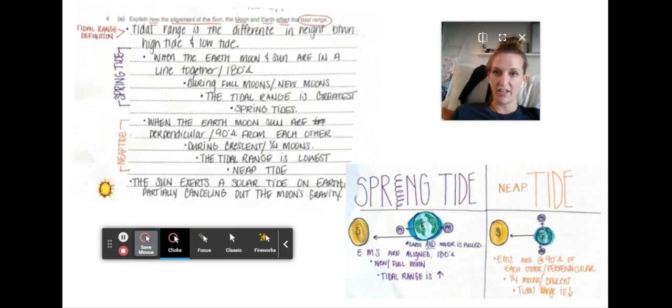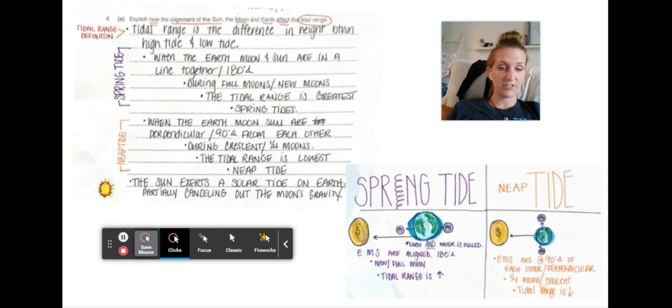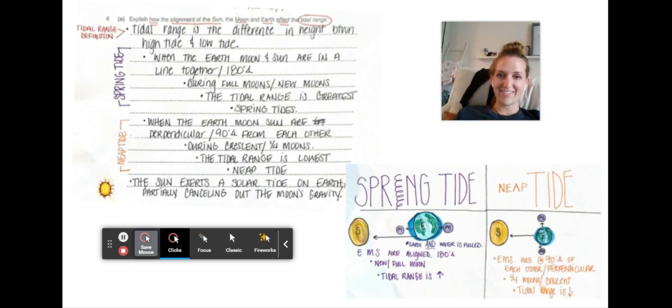But for a spring tide, this is when the earth, moon, and sun are in line together, or they're at a 180-degree angle. And this is during a new moon or a full moon. The tidal range is the greatest, and this is a spring tide. When the earth, moon, and sun are perpendicular or at 90 degrees from each other, this is a crescent or a quarter moon, and you just need to have one of those. The tidal range is the lowest. This is a neap tide, just a little neap. And then the sun will exert a solar tide on Earth, and that's going to partially cancel out what the moon is doing.